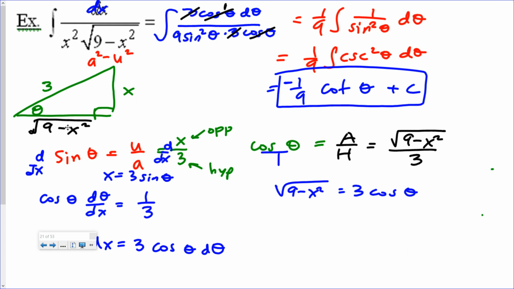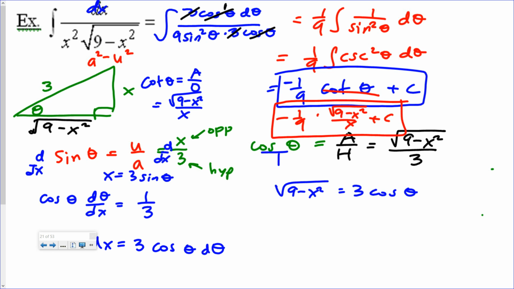Looking at this triangle, what is cotangent theta equal to? Is it adjacent over opposite? What's my adjacent here? Square root of 9 minus x squared. What's the opposite? x. So all I do is replace my cotangent with the square root of 9 minus x squared over x plus C, and that is the right answer. You see how nice that is? It's very similar to U substitution, but it's theta substitution. All right, let's go to your second problem.